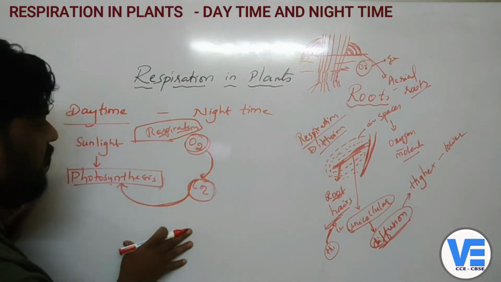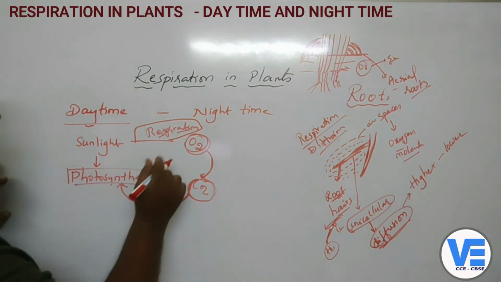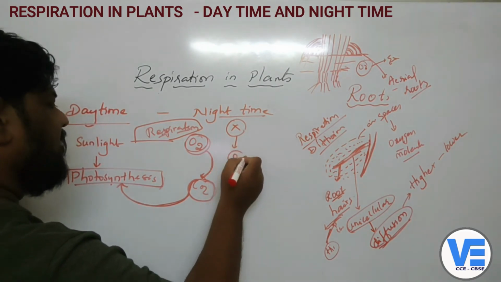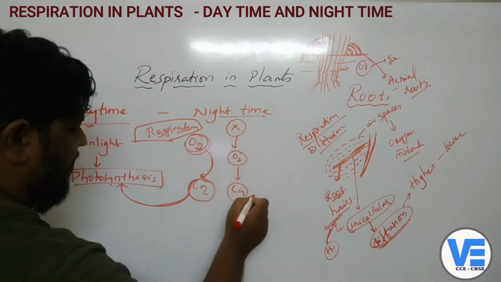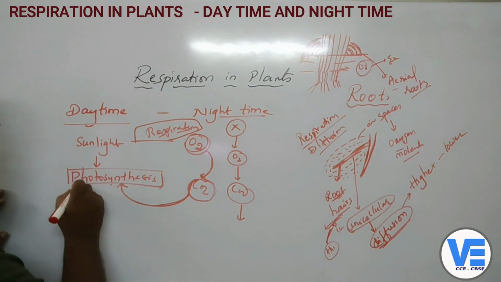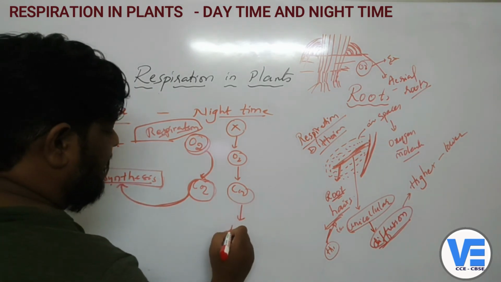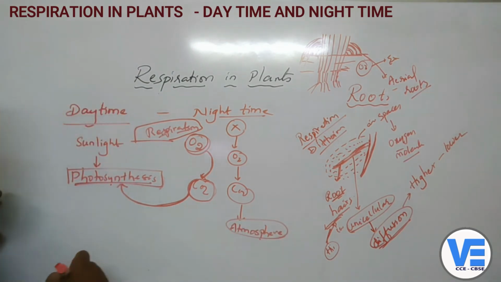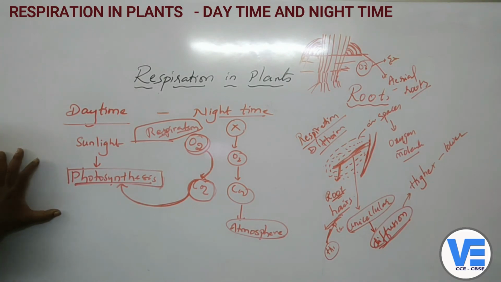So photosynthesis is going on during the day, and when it becomes night time, when there is no sunlight, plants will take in oxygen and give out carbon dioxide, which will not be utilized by the plant anymore because there is no sunlight. So no photosynthesis will take place and this carbon dioxide enters the atmosphere. Okay children, you have to remember this one. It's a very important topic. This is how respiration in plants usually takes place.